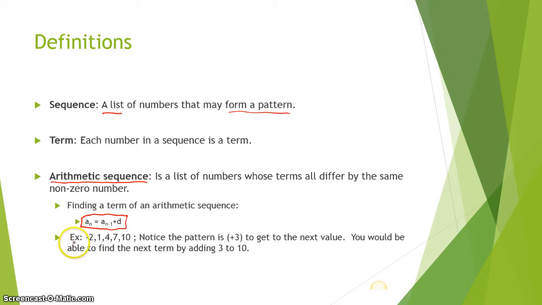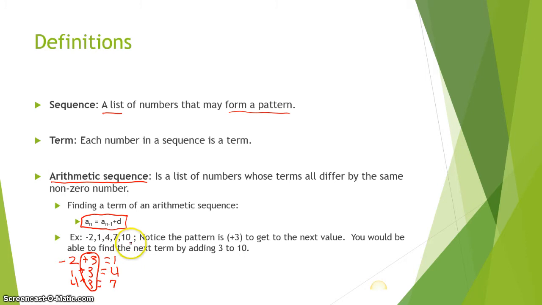With arithmetic sequences, here's an example. You have -2, 1, 4, 7, and 10. And we have to think of a pattern. What kind of pattern is getting us from -2 to 1? What is getting us from 1 to 4, 4 to 7, and 7 to 10? Well, if you add 3 to each, for instance, if I take -2 and I add 3 to that, I get 1. If I take 1 and add 3, I get 4. If I take 4 and add 3, I get 7. So to get to the next value, notice my pattern, my arithmetic sequence taking place as we're adding 3.